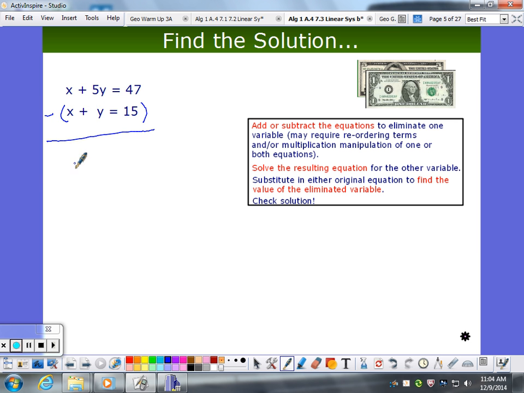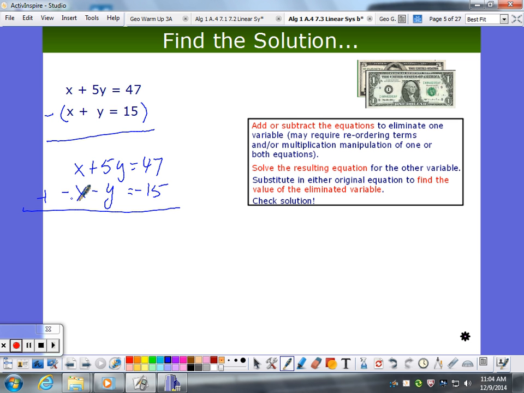So I'm going to rewrite the top one, and I'm going to multiply the bottom by -1. Remember what that does? Sign flip, sign flip, sign flip. Everything becomes a negative because they're all positive. Now add.